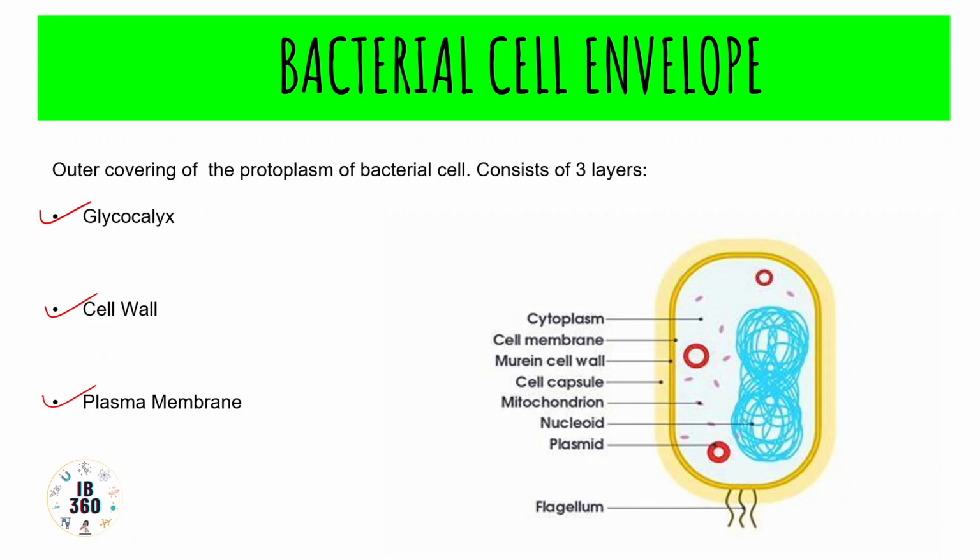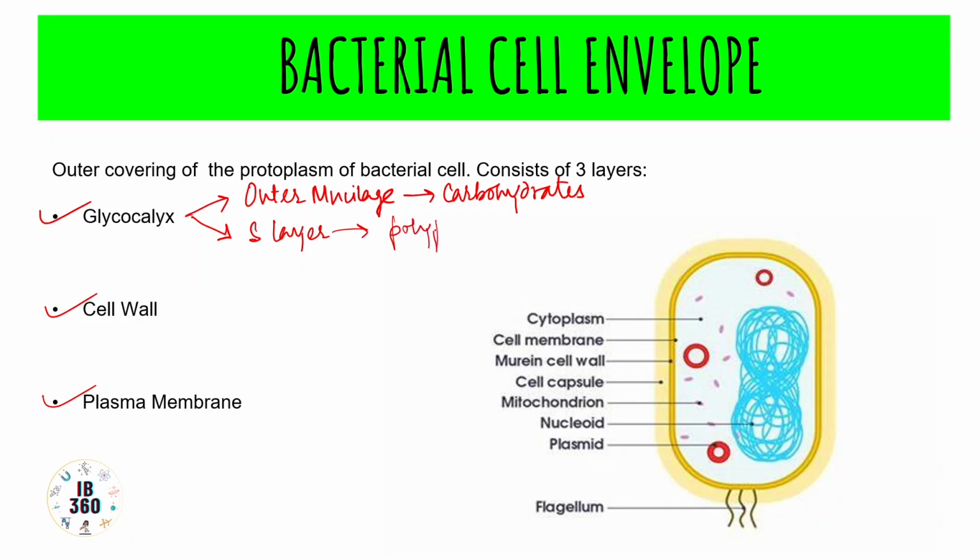Glycocalyx further consists of two parts: the outer mucilage and the inner S layer. The outer mucilage is mainly made of carbohydrates, while the inner S layer is made up of polypeptides, which are rich in acidic amino acids. So this is all about the glycocalyx. When it is thick, it is called a capsule. So in this diagram, it is a thick one, so they have mentioned it as cell capsule.